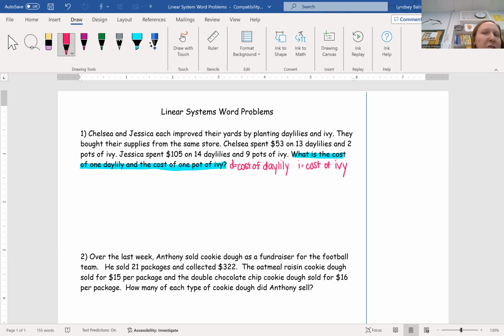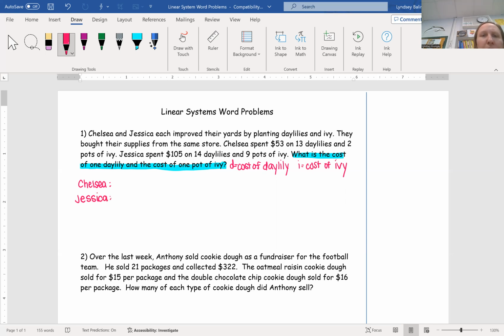Now, with this type of question, we have 2 different people buying the same 2 items, but in different quantities and spending a different amount of money. So we are going to set this up as, what did Chelsea spend? And what did Jessica spend?